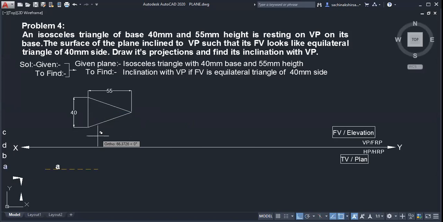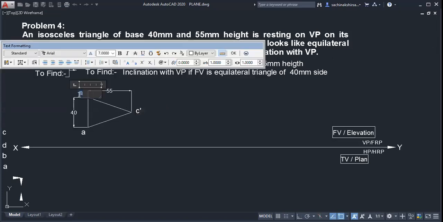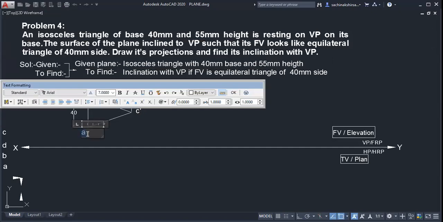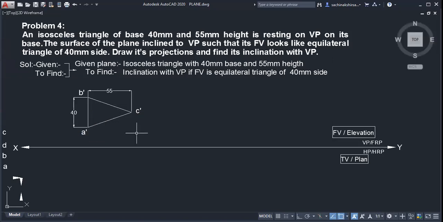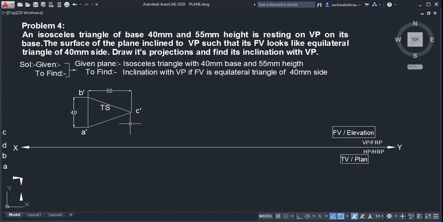So this plane will be A dash, whatever dash we are giving. So C dash, this will be B dash, let us say, and this will be A dash. Okay, here we have drawn its true shape. This is most important, where we are drawing its true shape. This is our true shape.